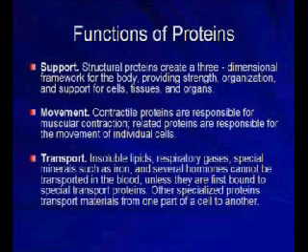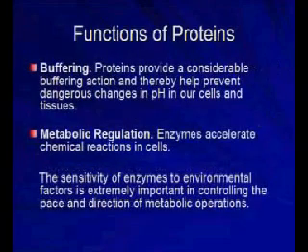Transport. Insoluble lipids, respiratory gases, special minerals such as iron, and several hormones cannot be transported in the blood unless they are first bound to special transport proteins. Other specialized proteins transport materials from one part of the cell to another. Another function includes buffering. Proteins provide a considerable buffering action and thereby help prevent dangerous changes in pH in our cells and other tissues.